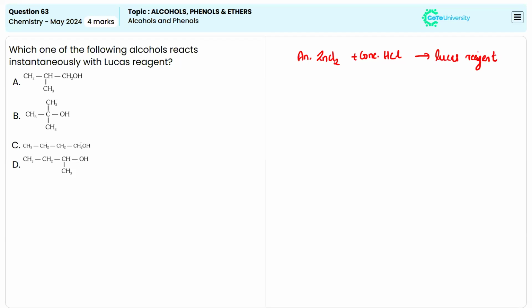So we have different kinds of alcohols. First, we can classify them. The first one is a primary alcohol because the hydroxyl group connected carbon is connected to only one carbon, and the other two are hydrogens. Coming to the second one, the hydroxyl group connected carbon is connected to three alkyl groups, so this is tertiary. The third one is again primary, and the fourth one is secondary, because the hydroxyl group connected carbon is connected to two alkyl groups.